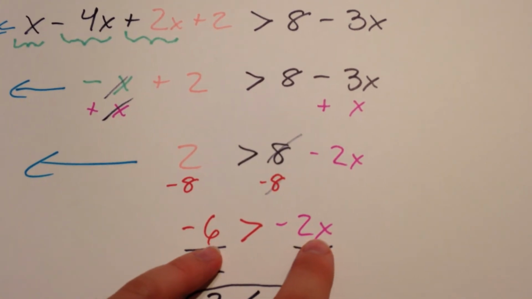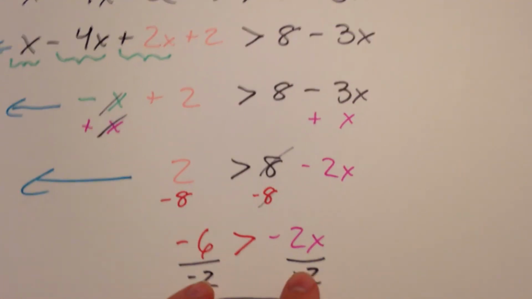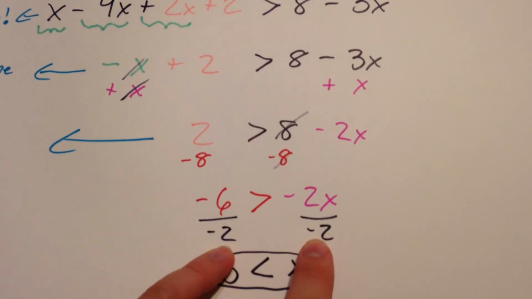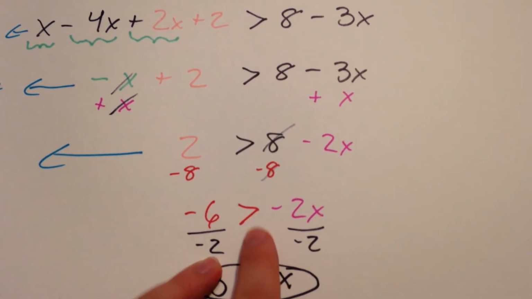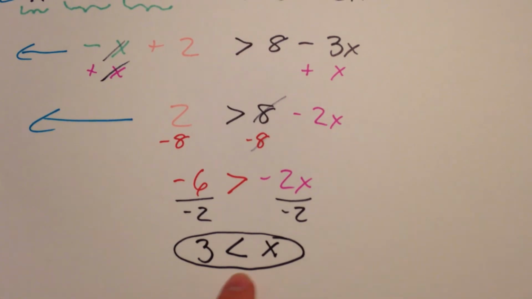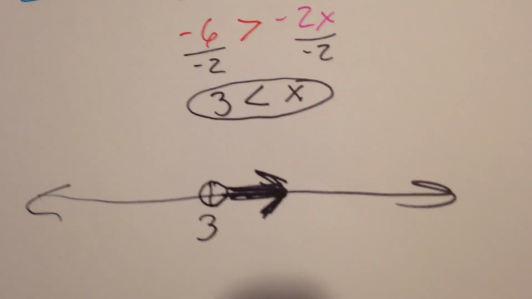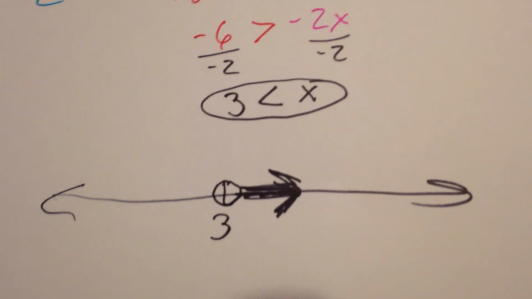Okay, and so from here, I was left with this. And so to get that x by itself, I needed to divide both sides by negative 2. And again, when I divide by a negative number, I flip the sign. So you can see how I flip the sign here. And negative 6 divided by negative 2 is 3. Okay, and then that's my little graph. Okay, again, if you have any questions, you can always rewatch the video.